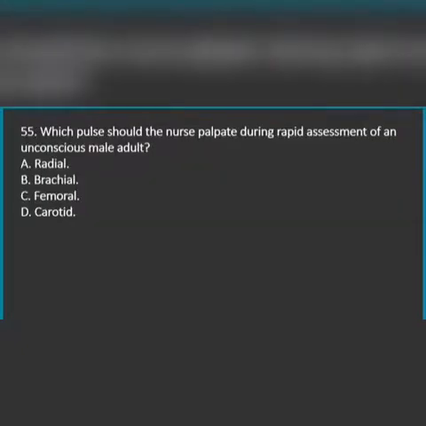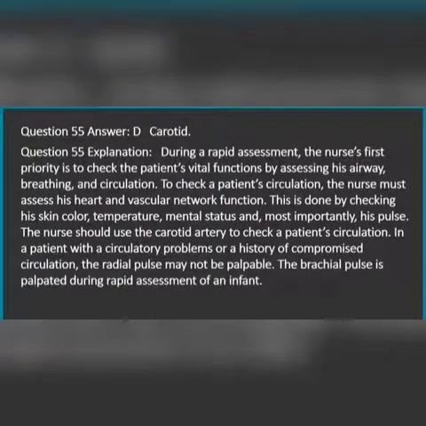Question 55. Which pulse should the nurse palpate during rapid assessment of an unconscious male adult? A. Radial. B. Brachial. C. Femoral. D. Carotid. Question 55. Answer: D. Carotid.